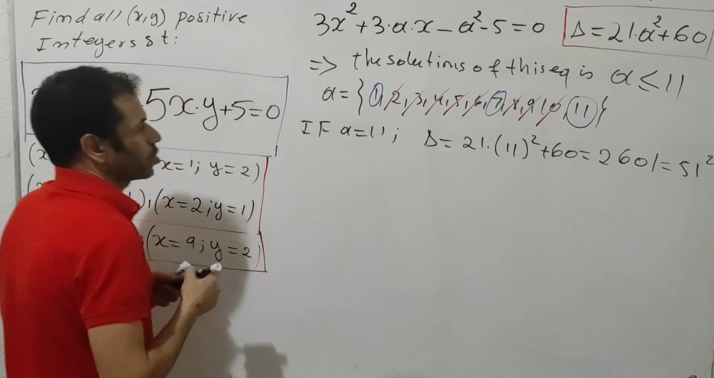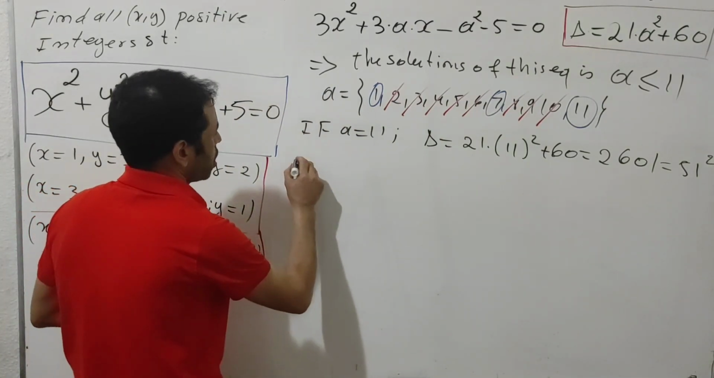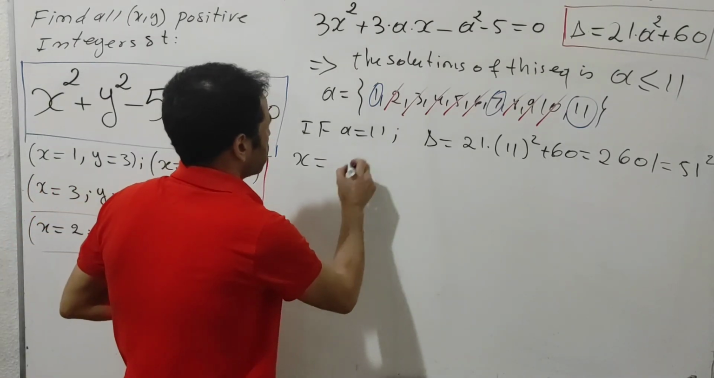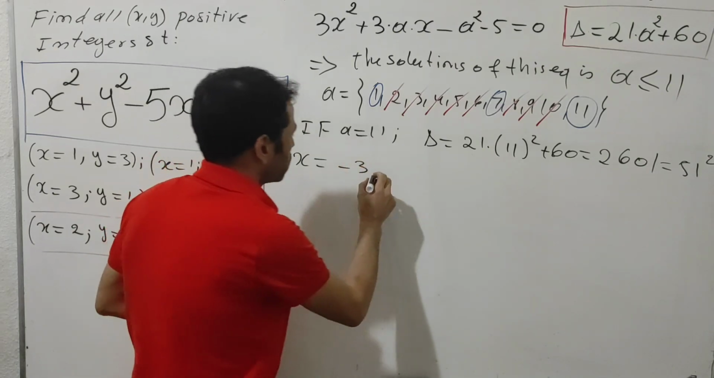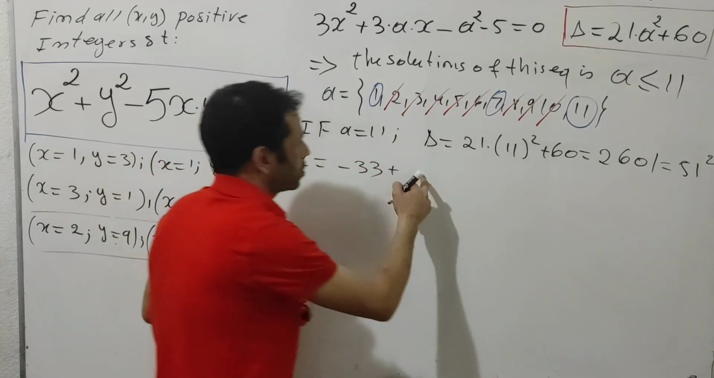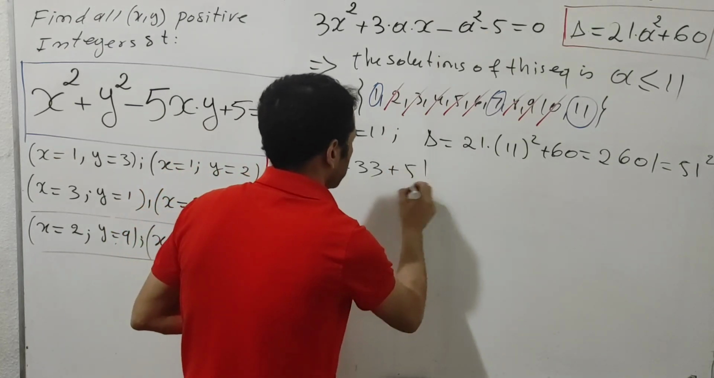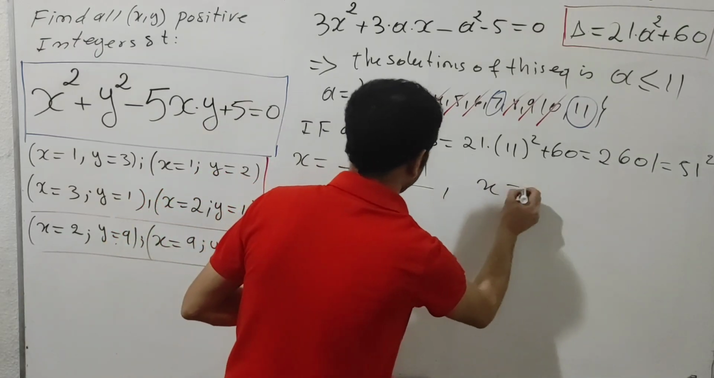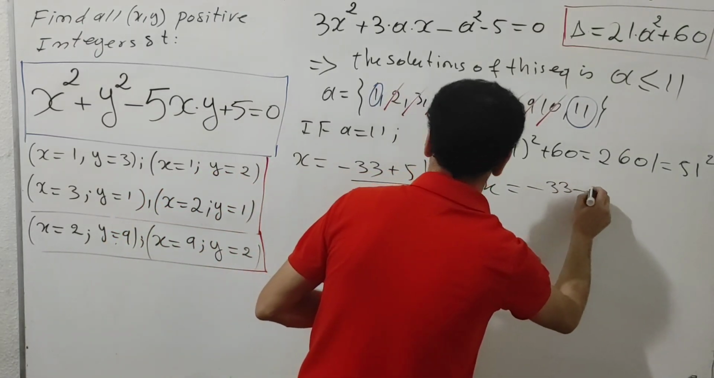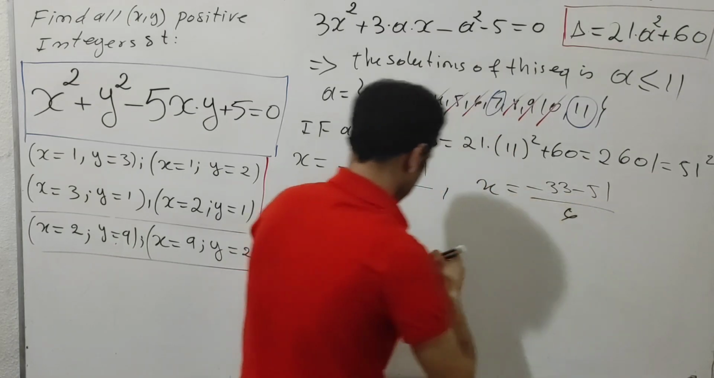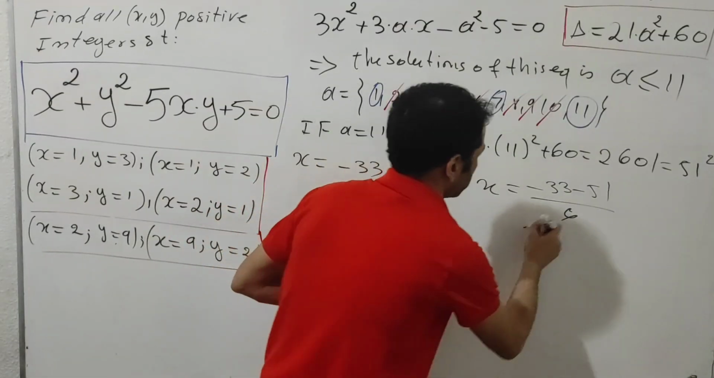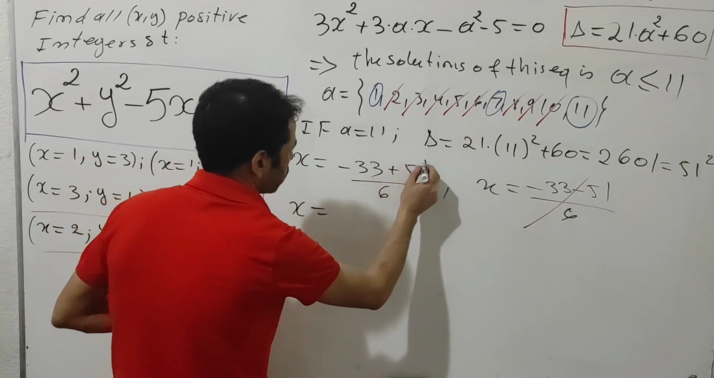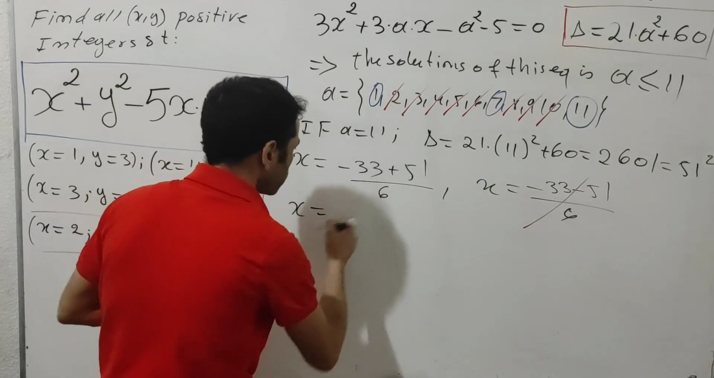Okay, so now I'm going to calculate x as a solution for this one. So x, by replacing minus 3a, which is minus 3 multiplied by 11, which is minus 33, minus 23... plus square root of delta, which is plus 51, divided by 6. The second solution, I will have minus 23 minus 51 divided by 6. So this solution will be eliminated because it's negative. I will calculate this one. 51 minus 23 is 28, divided by 6, which is 3.